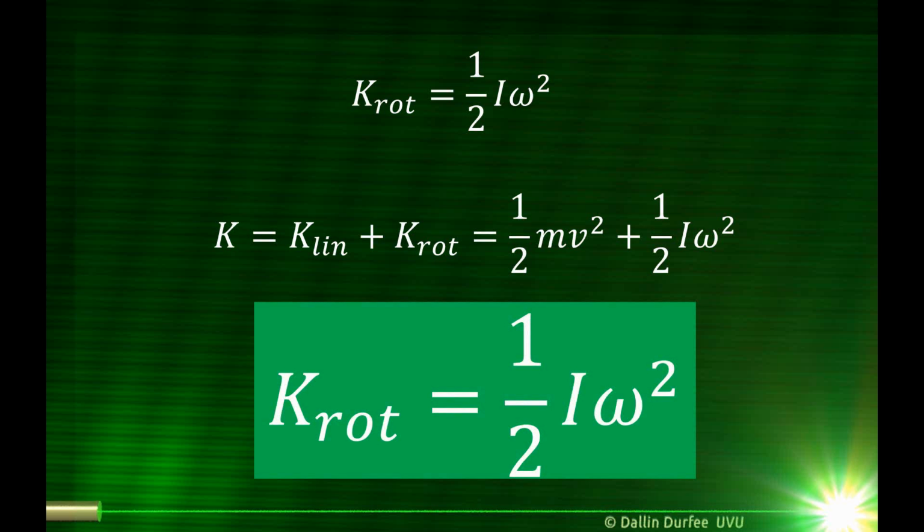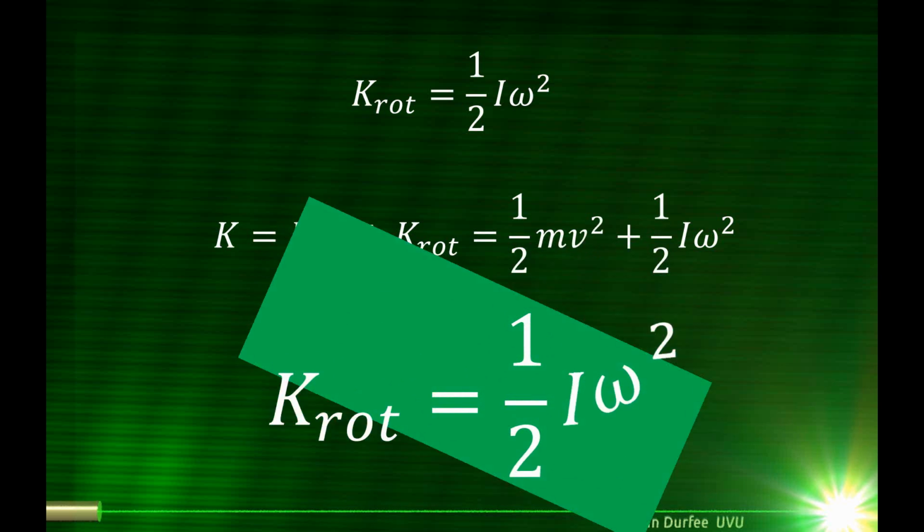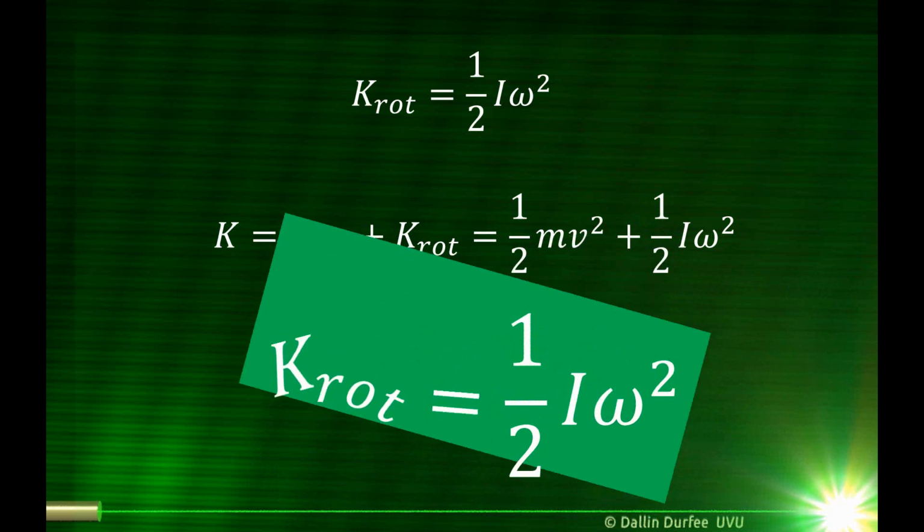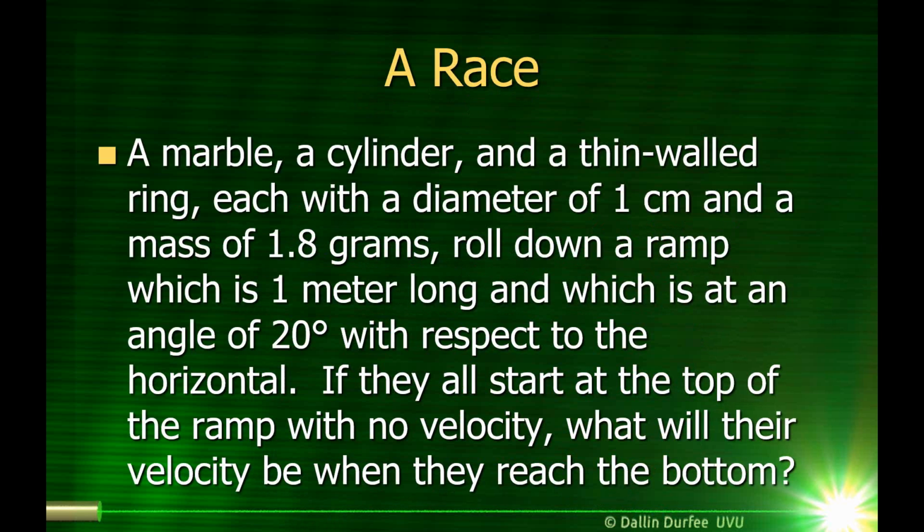And so the main takeaway for today is that the kinetic energy due to something rotating is 1/2 I omega squared. So make sure you remember that. That's the main takeaway from today's video. So let's use that to try and solve a problem.